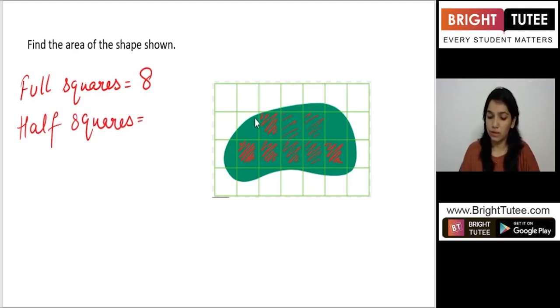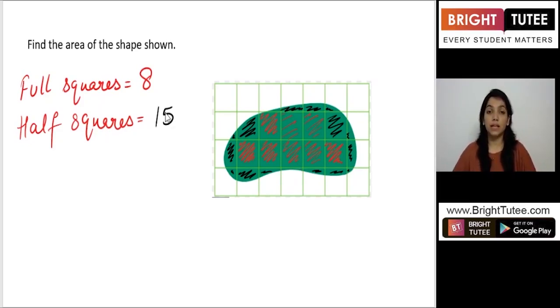So it is here, this one I'll just choose the other color, say black. 1, 2, 3, 4, 5, 6, 7, 8, 9, 10, 11, 12, 13, 14, 15, and that's not even 1. So let's say 15 half squares. Now I want you to make this very clear in your head.